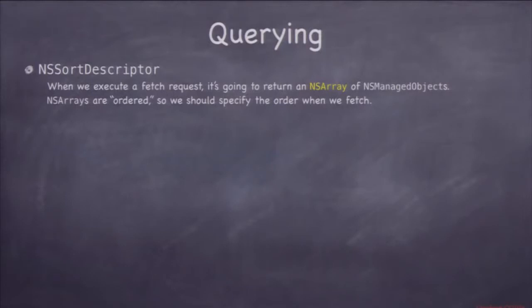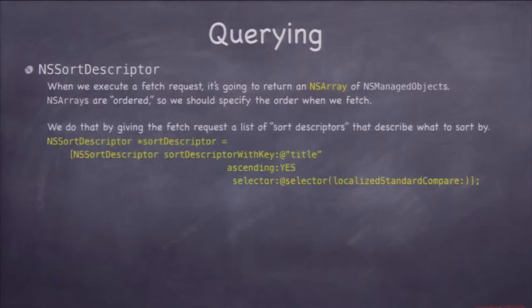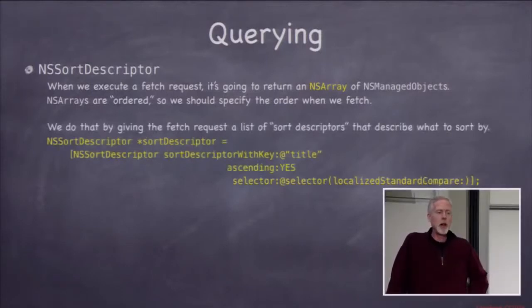You create a sort descriptor using the class NSSortDescriptor. It has quite a number of class methods to create it, so you should go look at the documentation and familiarize yourself. But they're generally of the form sortDescriptorWithKey. So that's the key you want to sort by.